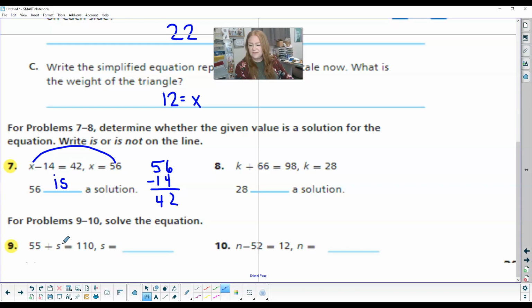Okay, and we've got 55. We're just solving the equation. 55 plus s equals 110. So I need to get s alone. So I have positive 55. So I want to take those away. What I do to one side, I have to do to the other, and I need to make sure I line up my numbers. Here's the ones, the tens, the hundreds. So this side cancels out.